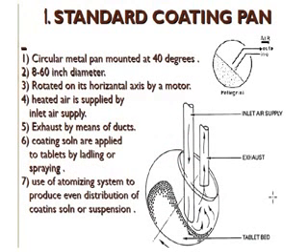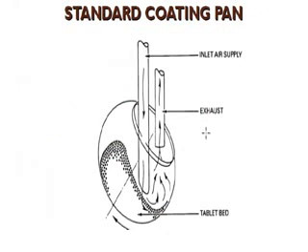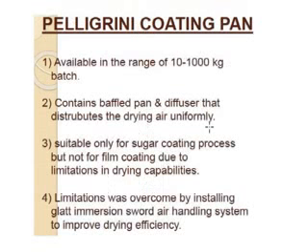This is the standard coating pan. It is circular in shape, generally with a 40-degree angle, and it is provided with an inlet air supply and exhaust, as well as the tablet bed can be added inside the pan, which is called the standard coating pan. This is the figure of the standard coating pan.